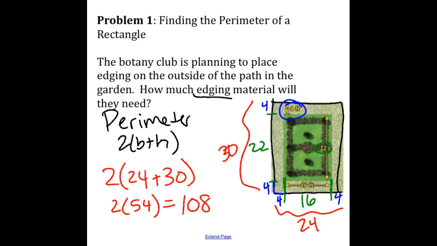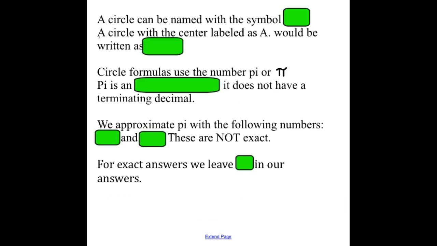And we have to figure out, well, what's our unit? Go back, look at the problem. I see feet, so it's 108 feet. So that's a basic perimeter problem.